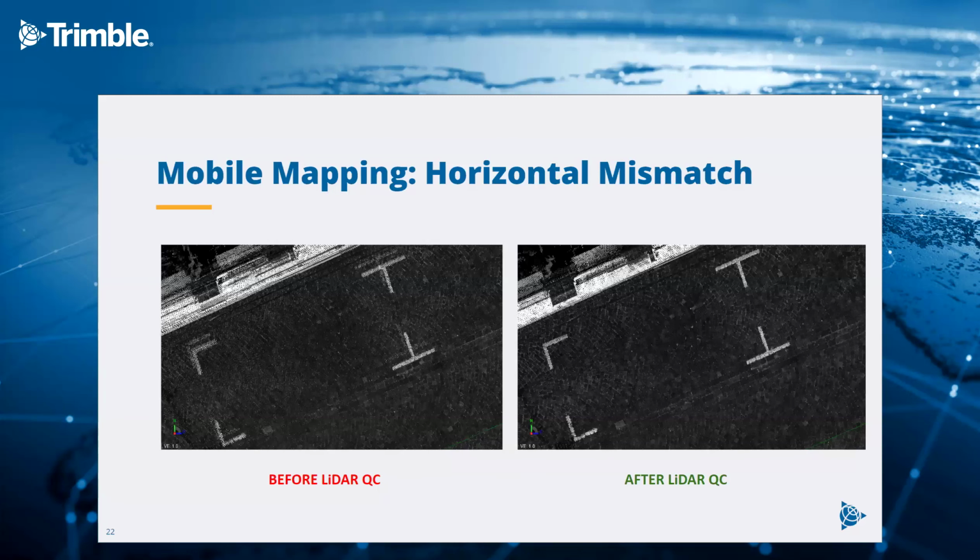The same example is given here as a horizontal mismatch. You can see the road paintings for a parking lot here on the left side before LiDAR QC. Basically, you can see this doubled, and there was a horizontal mismatch of about 30 centimeters, and LiDAR QC will remove that conflict. On the right side, you can see the situation after LiDAR QC.